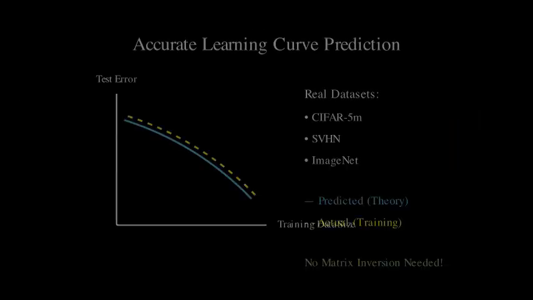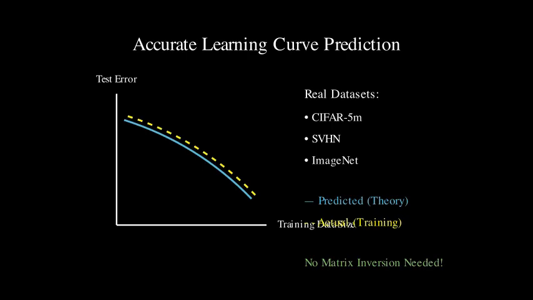The paper demonstrates impressive results, accurately predicting learning curves on real image datasets like CIFAR 5M, SVHN, and ImageNet. Importantly, this method avoids the computational bottleneck of directly constructing and diagonalizing the kernel matrix. This work is a proof of concept for a more general, end-to-end theory of learning.